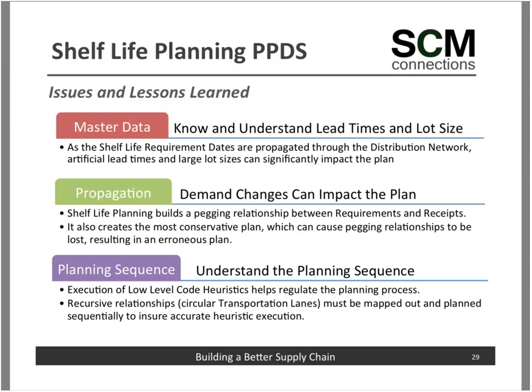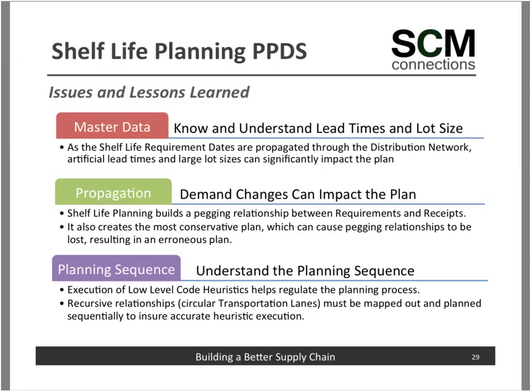So the other thing is the propagation. As you move demands around, as that propagation rolls through each node, the propagation takes the most conservative date, so the minimum required shelf life date. As your demands peg to it, that can cause an issue where you have a demand that is no longer being fulfilled by a minimum shelf life because it's been assigned with propagation.